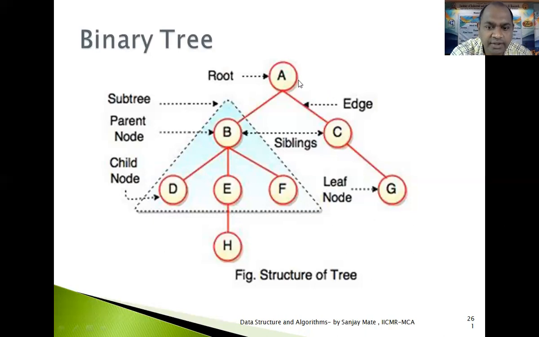This is some information we should know whenever we are dealing with trees. Root is the topmost node. Leaf is at the last. These nodes are also called internal nodes. Internal nodes means they may be a child or they may be a parent.